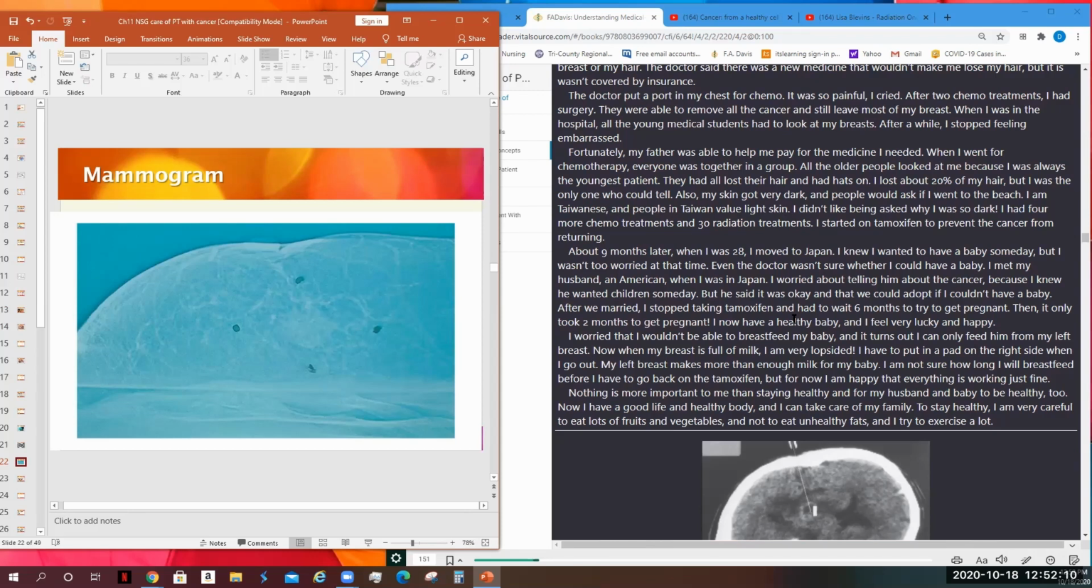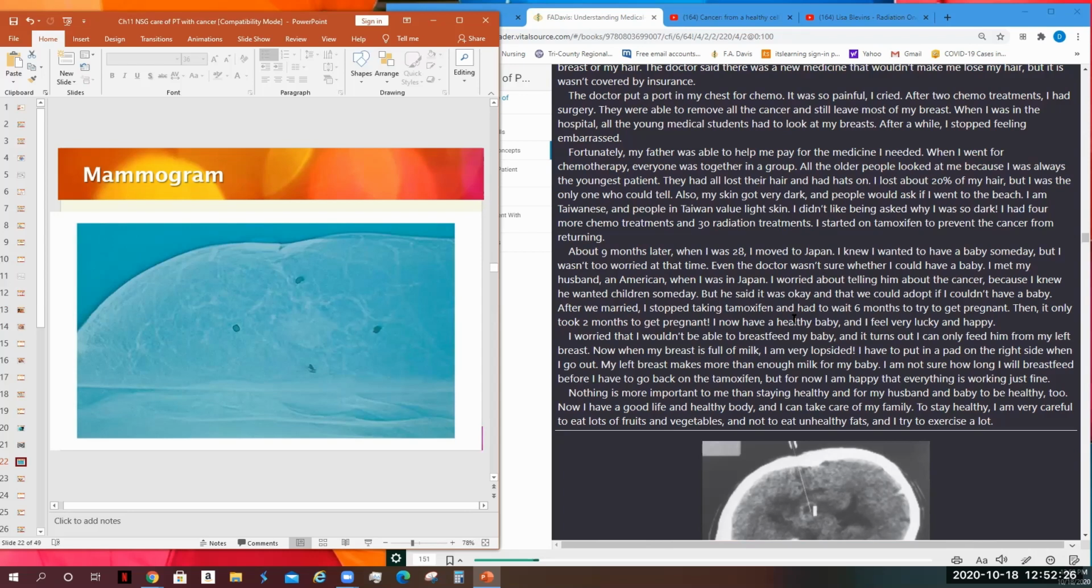After we married, I stopped taking tamoxifen and had to wait 6 months to try to get pregnant. Then it only took 2 months to get pregnant. I now have a healthy baby and I feel very lucky and happy.